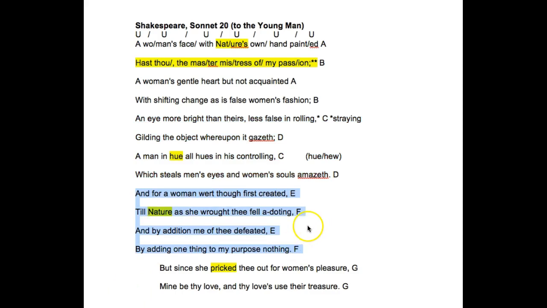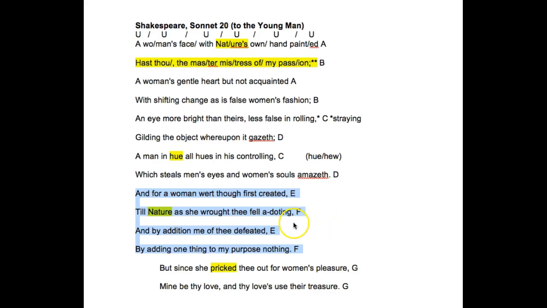And so moving on to the last quatrain, "And for a woman wert thou first created, till nature as she wrought thee fell a doting, and by addition me of thee defeated, by adding one thing to my purpose nothing." And so the syntax is interesting here, but the first line is pretty obvious. "And for a woman wert thou first created." So when nature began her project, you were intended to be a woman.